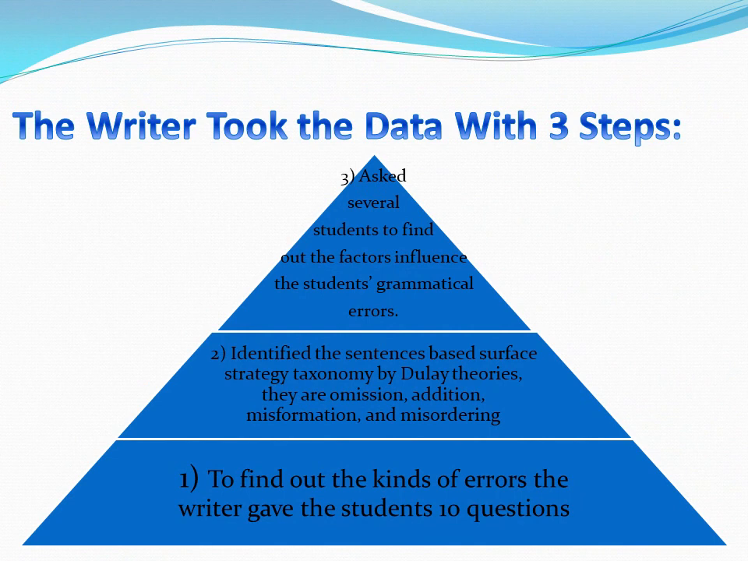The writer took the data with three steps. The first, to find out the kinds of errors, the writer gave the students 10 questions. The second, identify the sentences with surface strategy taxonomy, Dulay's theories. They are omission, addition, misformation, and misordering. The third is ask several students to find out the factors influence students' grammatical errors based on Brown's theories. They are carelessness, translation, and first language.